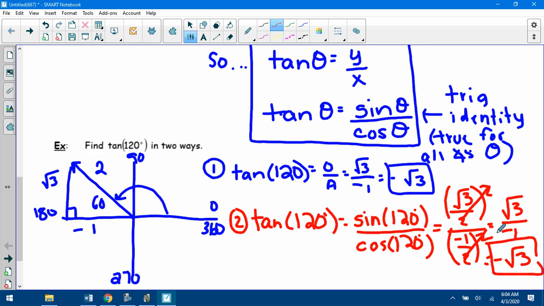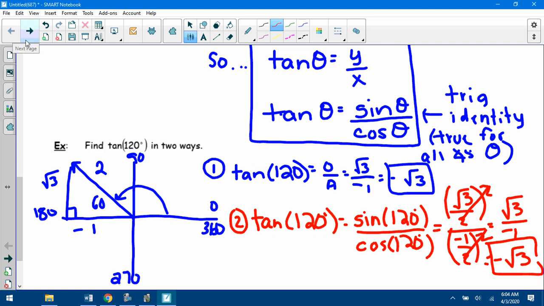So there's two ways to find tangent of 120, just using opposite over adjacent or using that formula. Now, obviously, using the formula is way trickier with a situation like this, so I would never do the second way if I had an option. But sometimes with the information you're given, the second way might be the only way to do it. So just know that both of them are valid ways to do it.